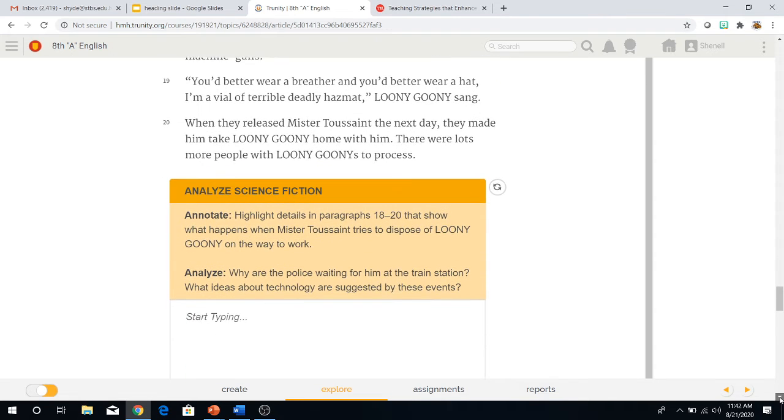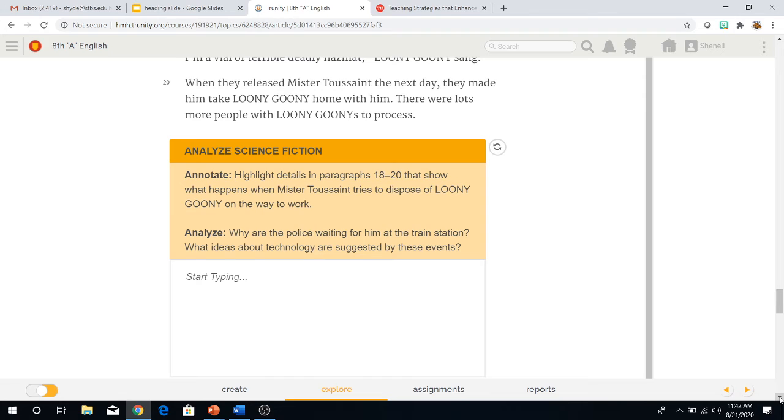When you get to paragraph 20, it's time to analyze the science fiction in the story. Remember, that's the genre for this short story. Now it's time again to annotate. You will highlight details in paragraphs 18 to 20 that show what happens when Mr. Toussaint tries to dispose of Looney Gooney on the way to work.